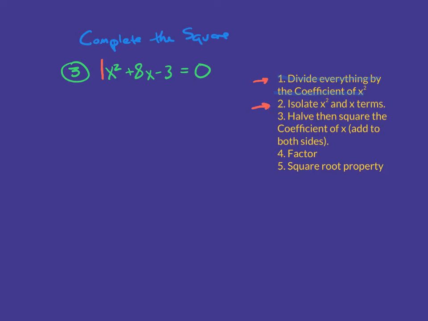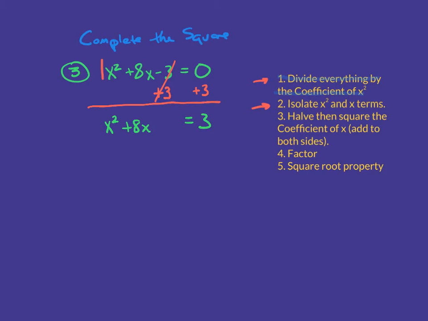Then we move on to number 2, isolate the x squared and the x terms, which means on the left side, we want to get those by themselves. So we need to get rid of this negative 3. So we're going to add it. I'm going to leave a little bit of room, and then it equals 3.